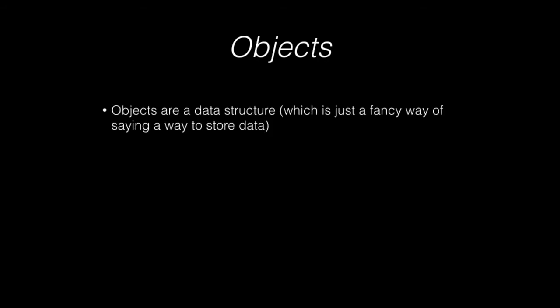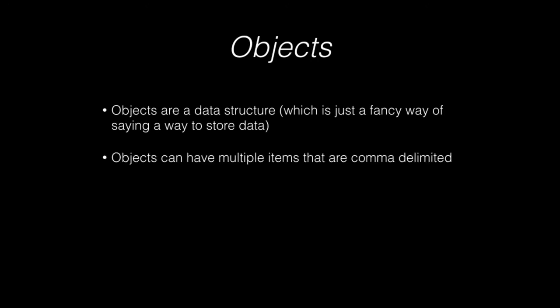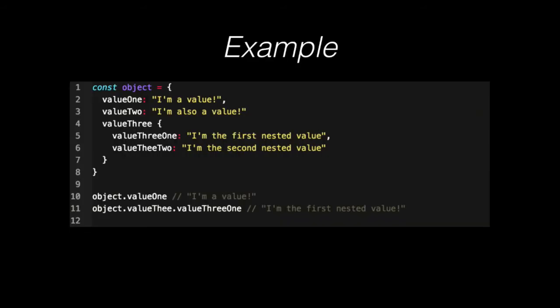So the next thing we need to talk about real quick are objects. Objects are a data structure, which is just a fancy way of saying a way to store data. Objects can have multiple items that are comma delimited. Each item has a key and a value. And here is an example of an object. So everything here, this is the object. And it's being assigned to a variable called object with that const keyword, so we know that it's not going to change. So here we have a key that is value 1, and then the value here, which says, I'm a value. You can also do things like nest objects within objects, which is what value 3 is here.